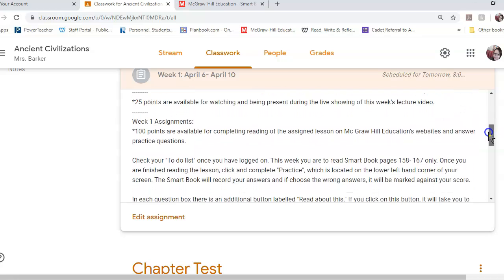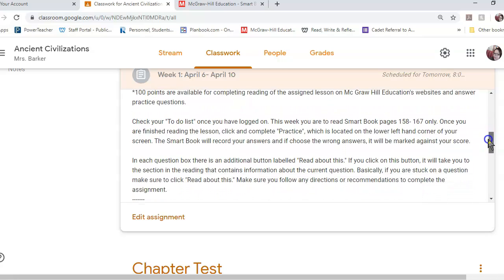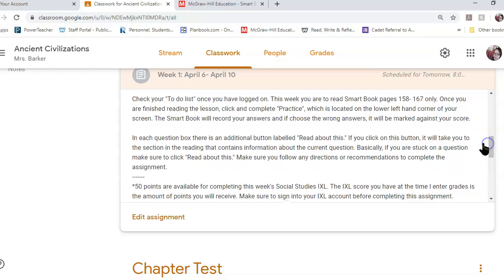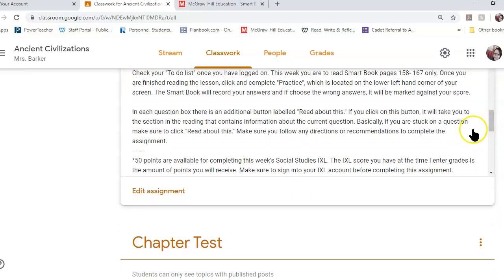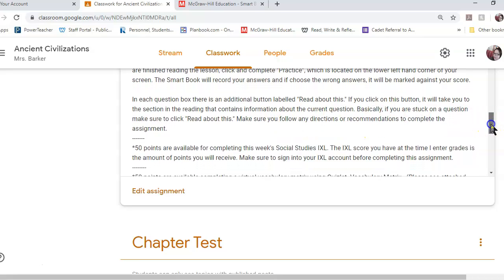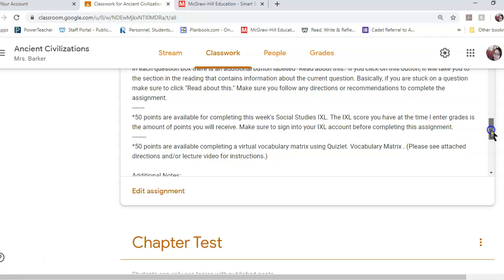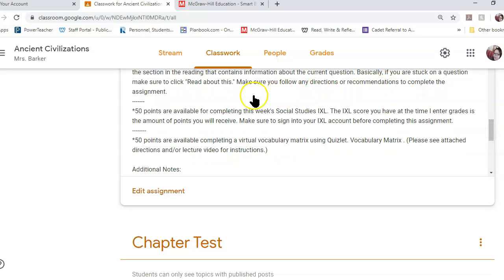So for, let's see, this gives you a step-by-step direction on how to get to that question on McGraw-Hill. Okay. And remember that I will reset passwords as needed, just on community day or by sending me a message, and I'll get that done really quick after you send me a message. Our next assignment, 50 points are available for completing this week's Social Studies IXL.